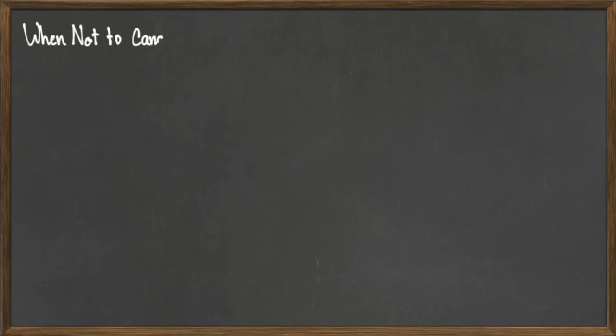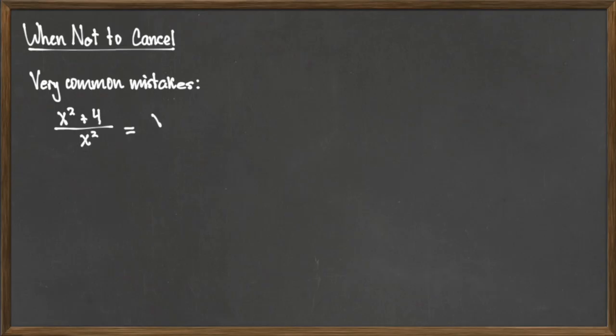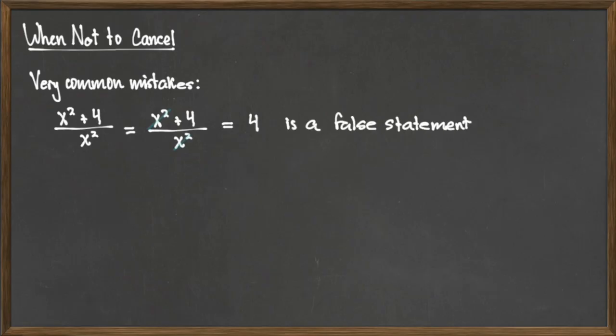Really quick, to talk about cancellations, let's talk about some common mistakes that can be made. So we'll call this slide when not to cancel. Suppose I have x squared plus 4 divided by x squared. Even though I see x squared both upstairs and downstairs, that's not enough to say it's a canceling term, because x squared, while it's a factor of the denominator, is not a common factor of the numerator. So saying that the above expression is equal to 4 is a false statement.